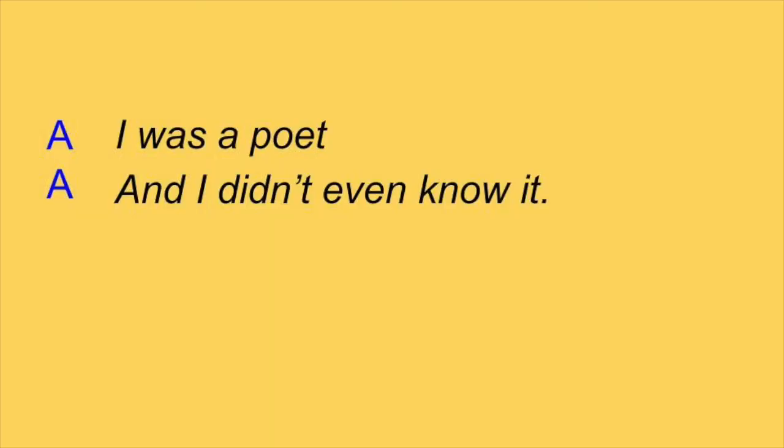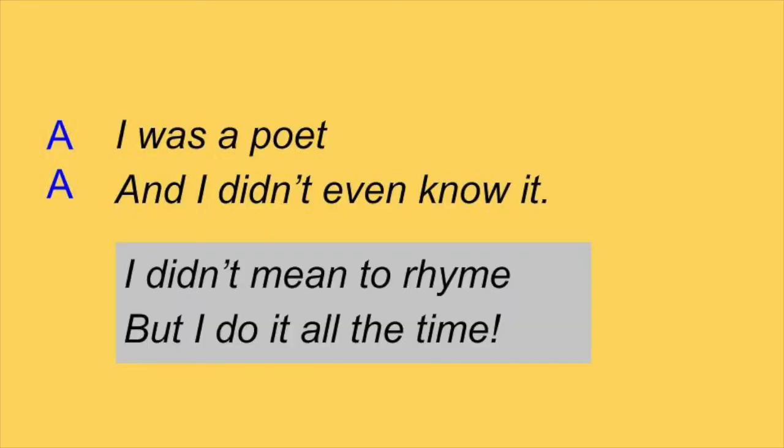Now, let's say we add another line to this little poem. I was a poet and I didn't even know it. I didn't mean to rhyme, but I do it all the time. Ah, we have a brand new line we can try to rhyme. We're going to label our I'm sound as B. So, our rhyme scheme here becomes AABB. Now, a rhyme scheme doesn't just have to be AABB.